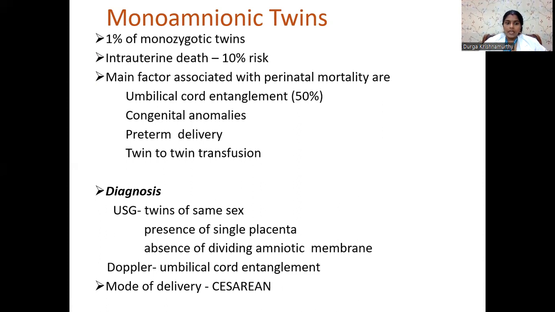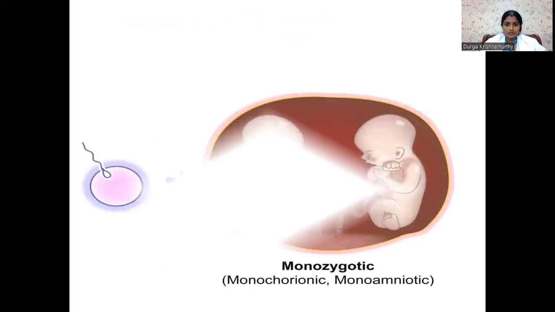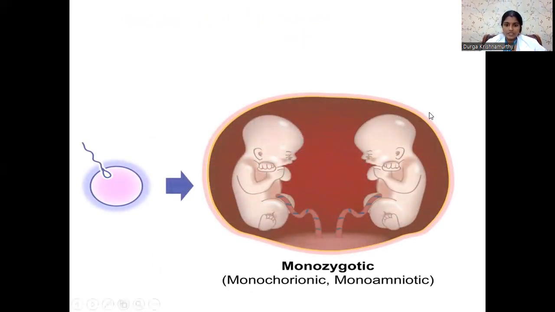Diagnosis in ultrasound: twins of the same sex, presence of a single placenta, and absence of an intervening dividing membrane. By Doppler, umbilical cord entanglement can be seen. So for monoamniotic twins, which have only a single sac, the mode of delivery is only cesarean section. Here, can you see this? This is a single sac, monochorionic, and there is no dividing membrane. So it is monoamniotic, MCMA.